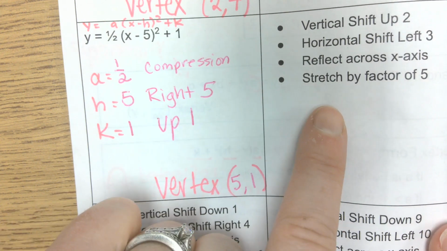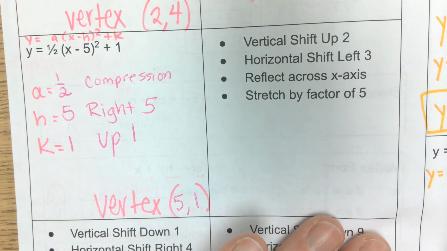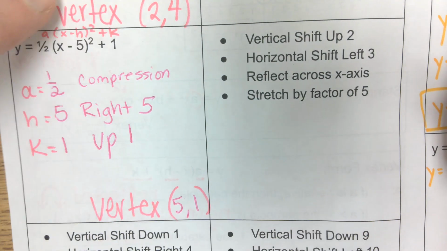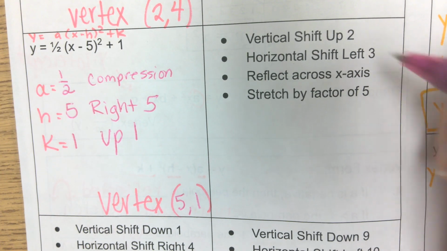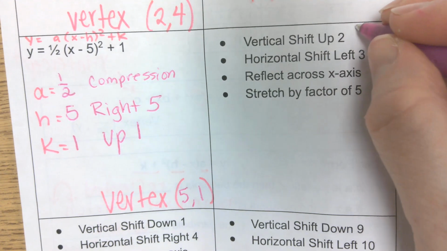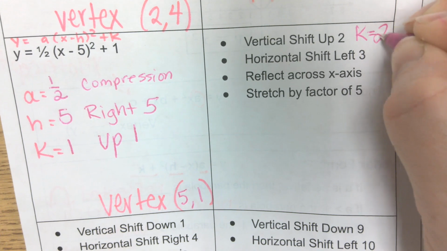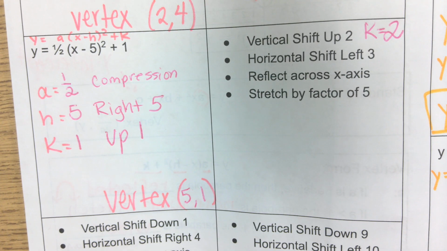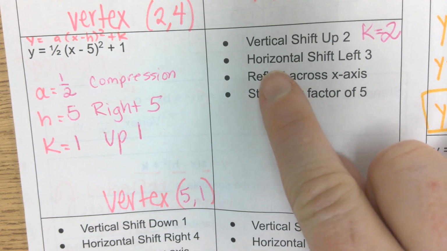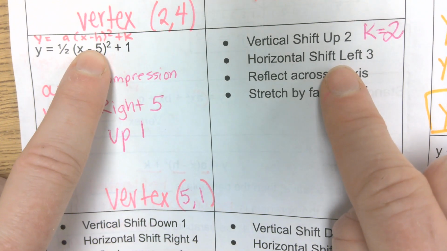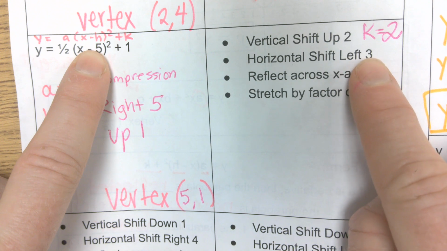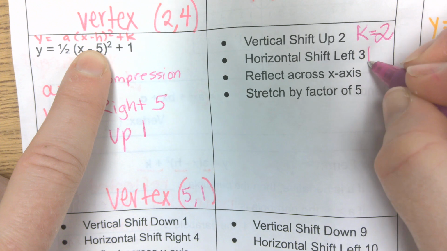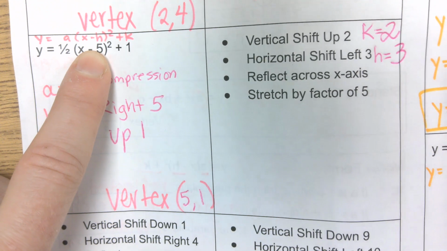Okay, let's do the one right beside it. Vertical shift up 2. So of the equation, the A, the H, and K, vertical shift up 2 is your K. So go ahead and put K equals 2 right beside it. Horizontal shift is your H. Left 3. So left, you normally think it's negative, but it's your crazy X. So it's a positive 3.